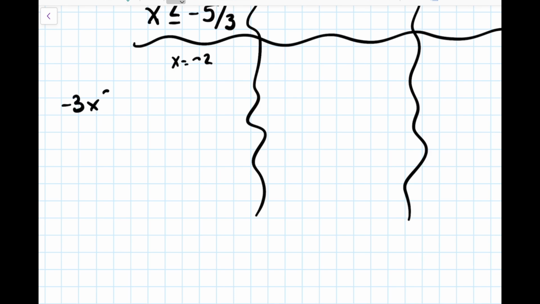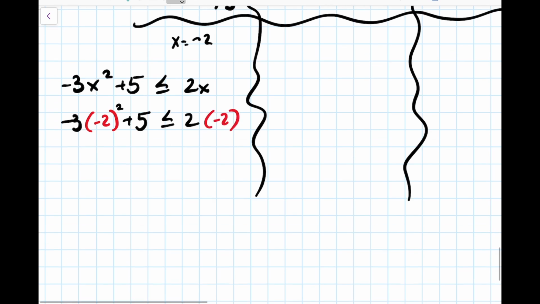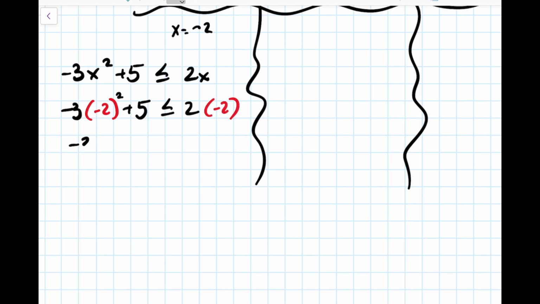So we've got -3x² + 5 ≤ 2x. And so if we plug -2 in there, and we calculate very carefully, let's see what happens. So -2 squared is 4.